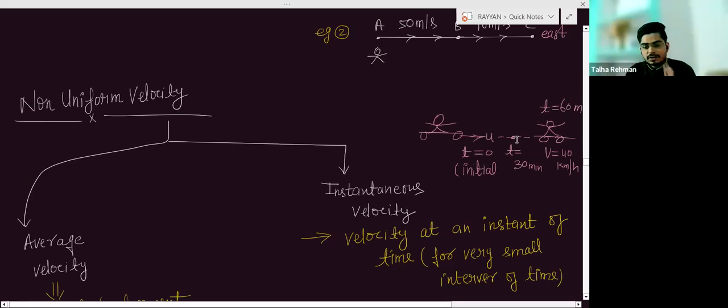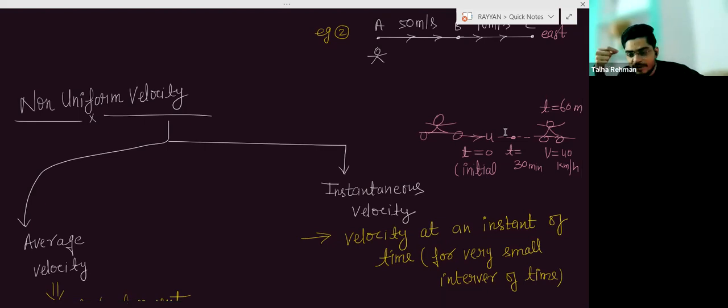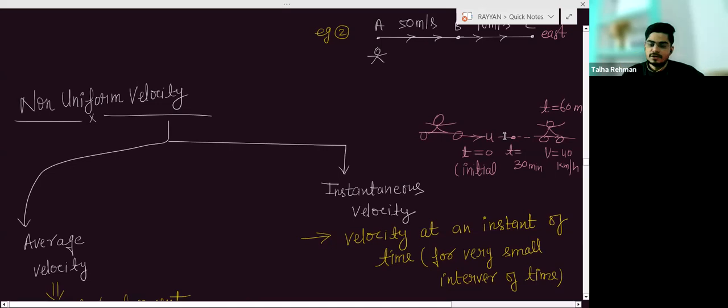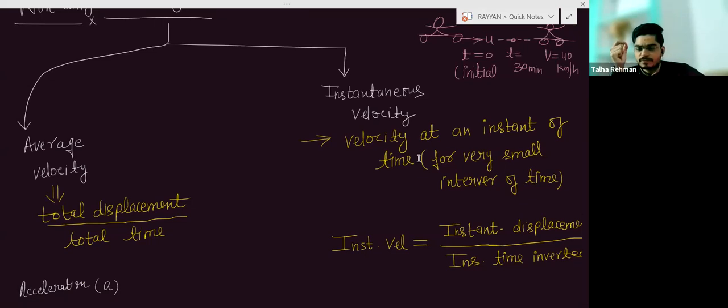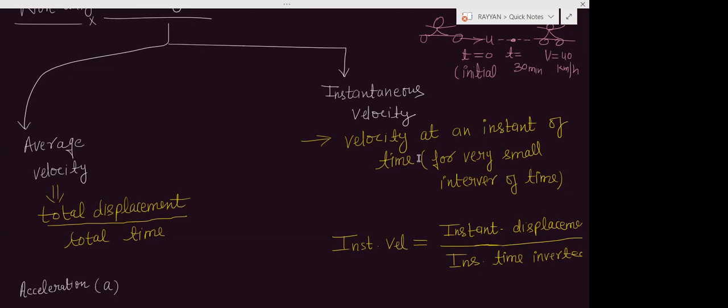So if I am asking the velocity at t is equal to 30 minutes, exactly at t is equal to 30 minutes, that velocity will be considered as the instantaneous velocity. Velocity at an instant of time is known as the instantaneous velocity. And instant of time means we are talking about a very small time period, approximately equal to zero.